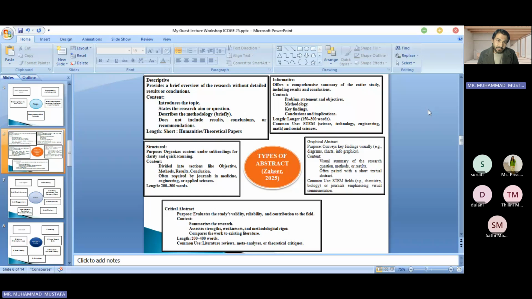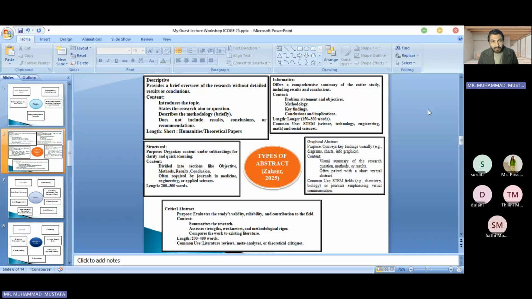So what is a descriptive abstract? Basically, a descriptive abstract provides a brief overview of research without detailed results or conclusion. Basically, it is a short form of abstract, but it depends on the demand of the journal and conference as well. There is a type of abstract that is descriptive, and it is a short type. It may provide some elements briefly without detailed results and conclusion.